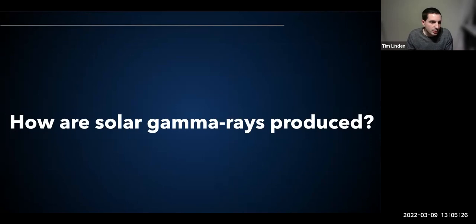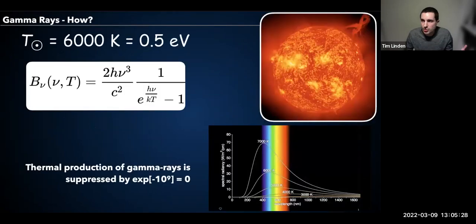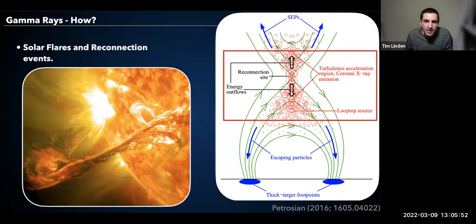How are solar gamma rays produced? Well, it's not due to some sort of thermal mechanism like we expect for solar physics. The sun has a temperature of 6,000 Kelvin, which is about half of an eV. For gamma rays at about a GeV, this emission would be suppressed by e to the 10 to the 9 or something like that. So this is not an emission mechanism for solar gamma rays. Instead, we need some other way of accelerating particles to relativistic energies to produce gamma ray emission.